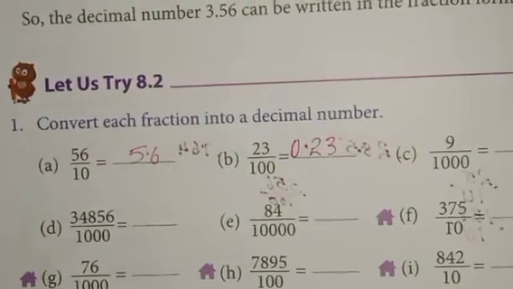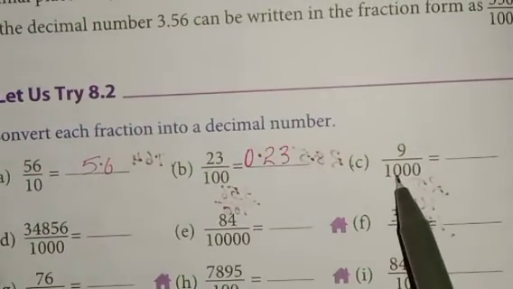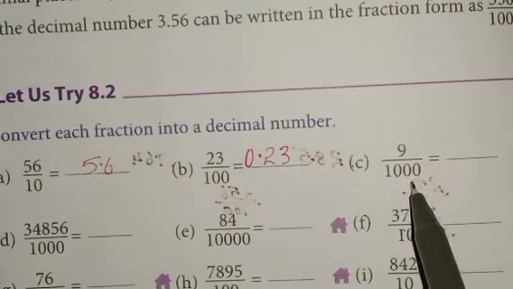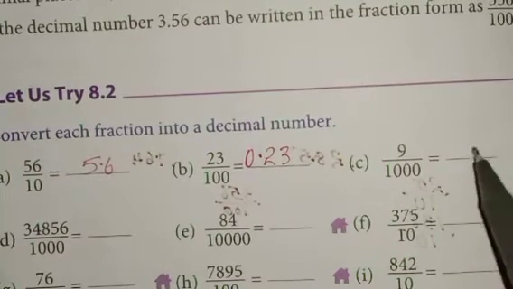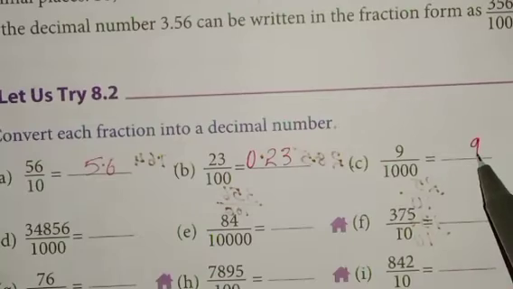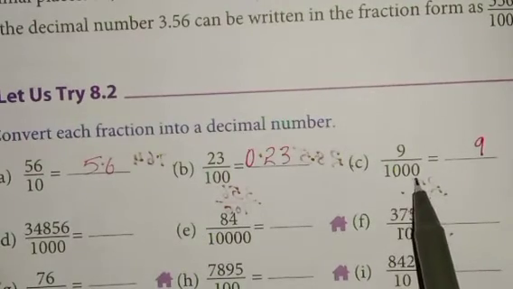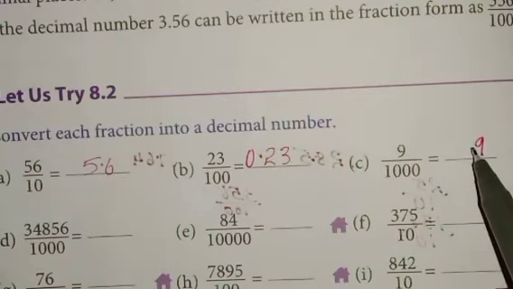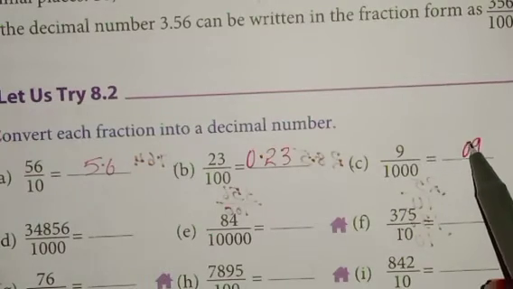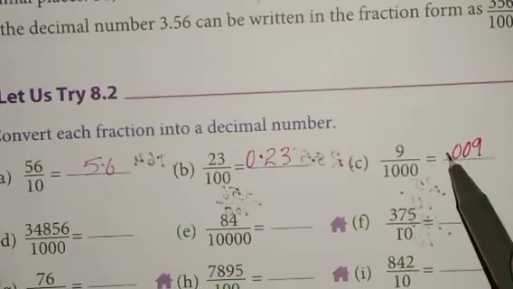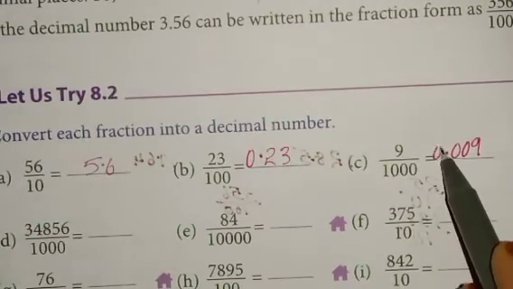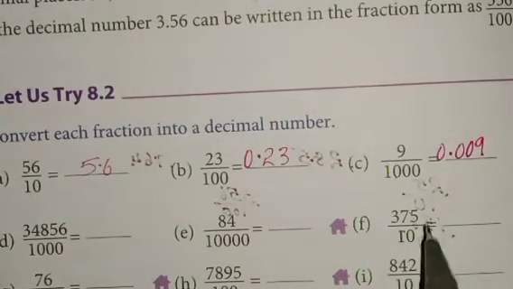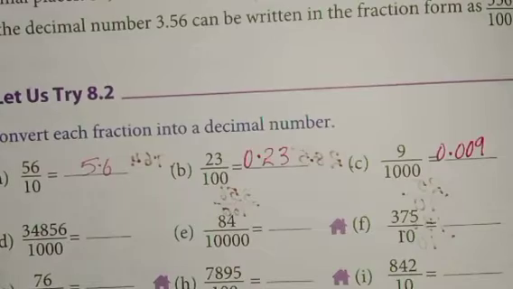Next one. Here, how many zeros are there? 3 zeros. So after the point, how many numbers will be? First you write 9 here. So there are 3 zeros there. So after the point, how many numbers will be there? 3 numbers will be there. So we can put after numbers here 0, 0. Then you can put one point here. So 0.009. Otherwise .009 is same.